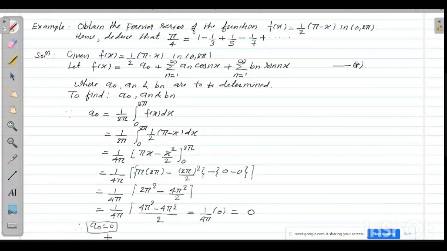Now let us find the next Fourier coefficient. Also we have bn equal to 1 upon pi integration of limit 0 to 2 pi f of x sin nx dx. Before that we determine an, then we go for bn. So this is an: 1 upon pi integration of limit 0 to 2 pi f of x cos nx dx.